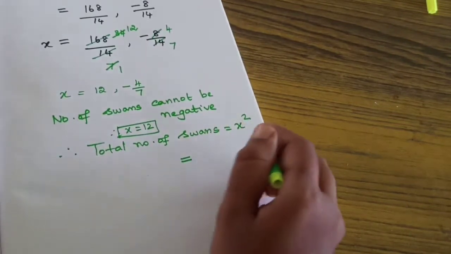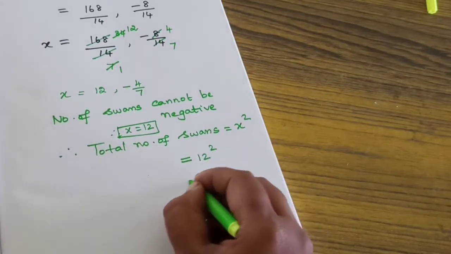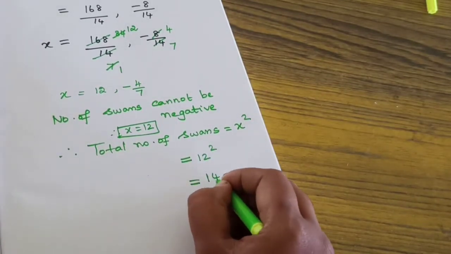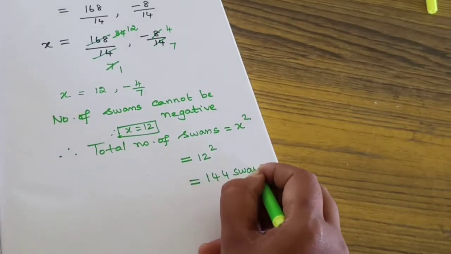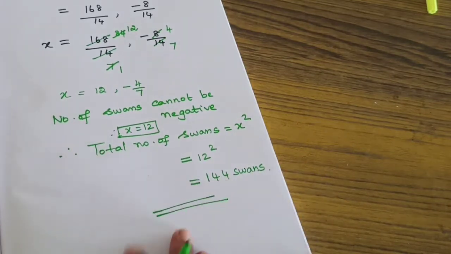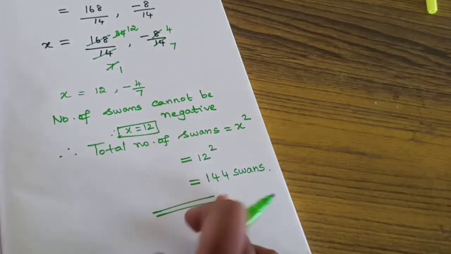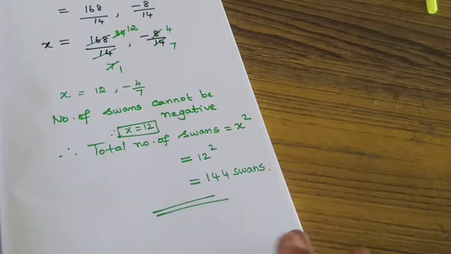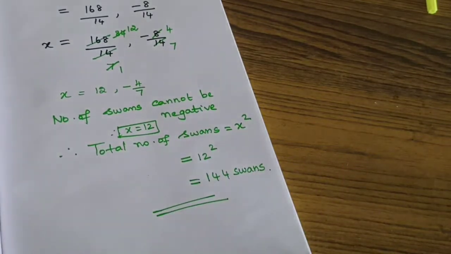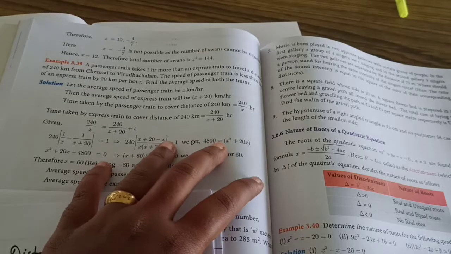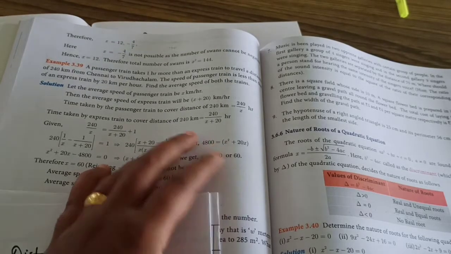So total number of swans equal to x square, that means 12 square, which is equal to 12 12s are 144 swans. So in the group how many swans? From 144 swans only, some went to the garden, some went to the lake, and the remaining 6 are there. Okay, got the concept clearly, students? Okay, listen to your students.